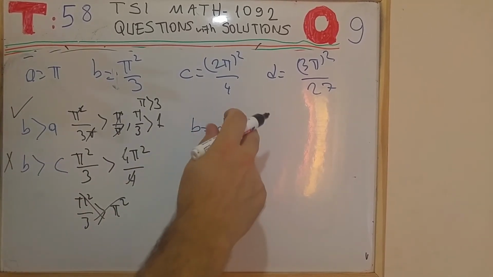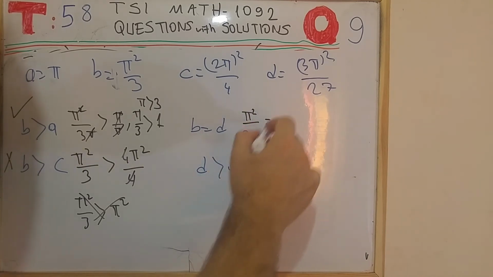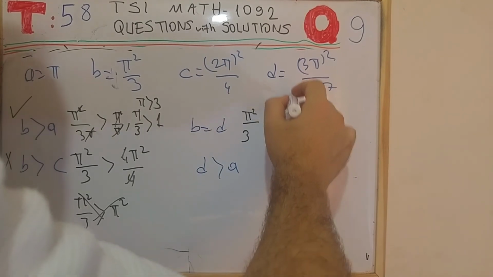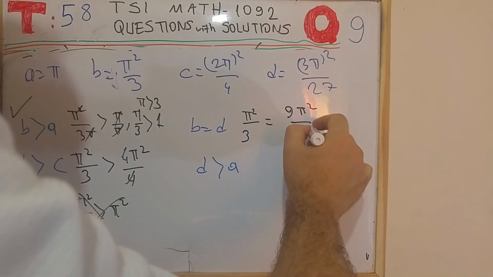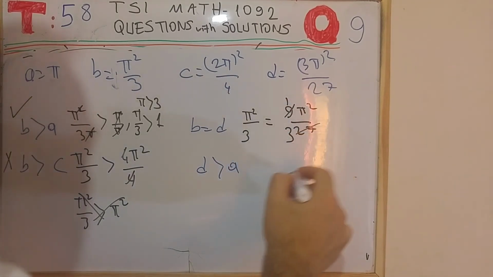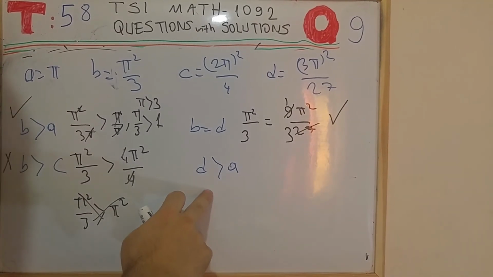B is equal to D. B is equal to pi square over 3 is equal to, is it? Let's check. 3 pi's square, which means 9 pi square over 27. When I simplify, this is going to be 1, this is going to be 3, so this is also correct. Let's check the last choice.